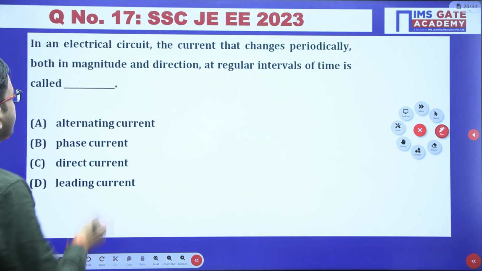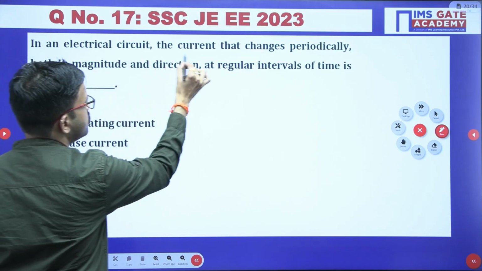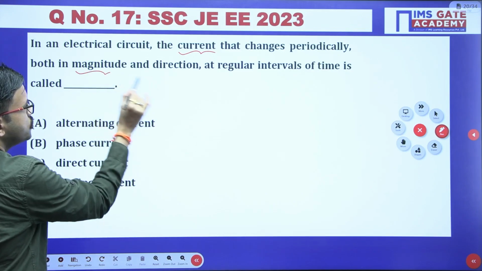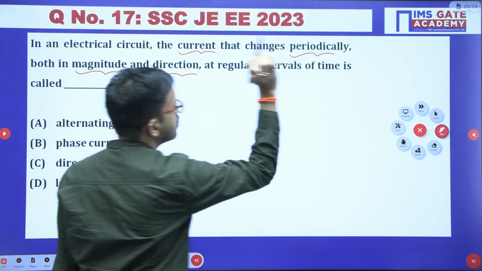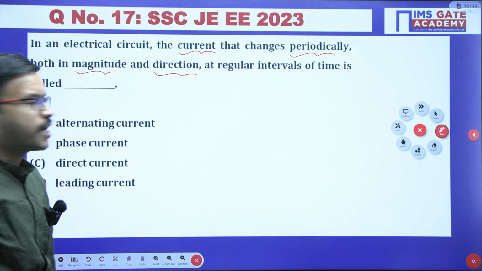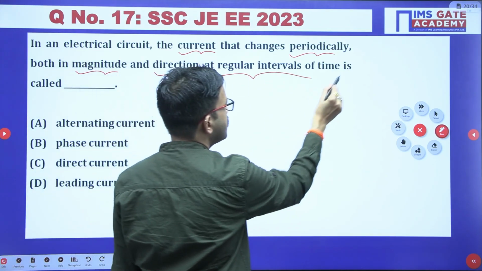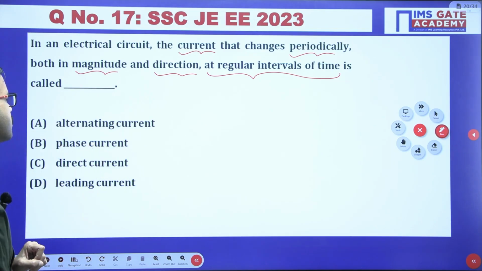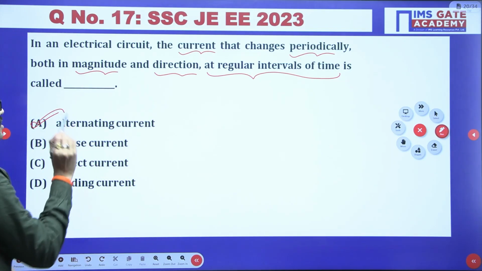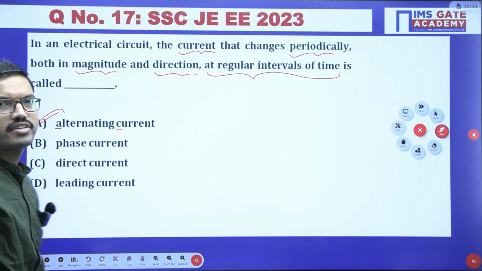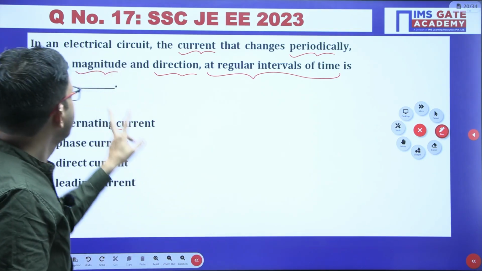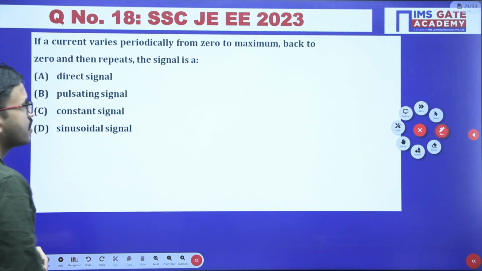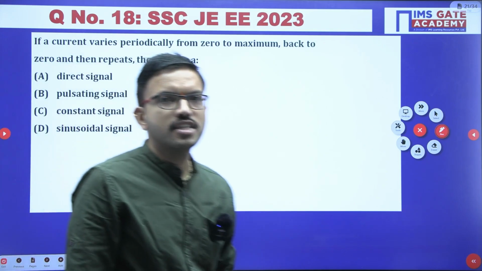So in this question you are having, in an electrical circuit, the current that changes periodically both in magnitude and direction, at regular intervals of time. So whenever you have this characteristic, then that particular signal we call an AC signal, alternating current. It is changing both magnitude and direction. Now just observe this question.